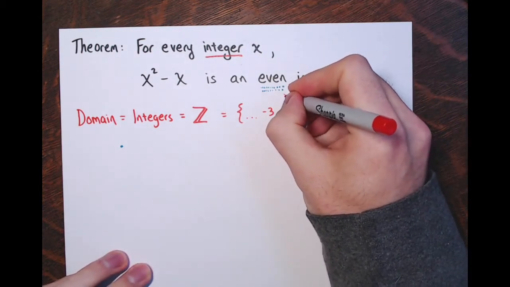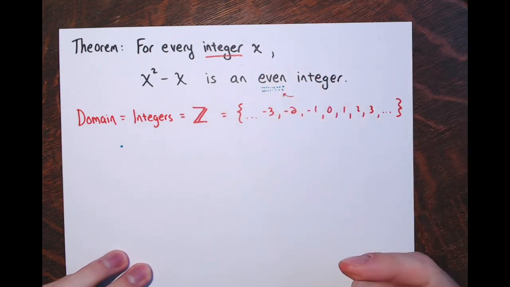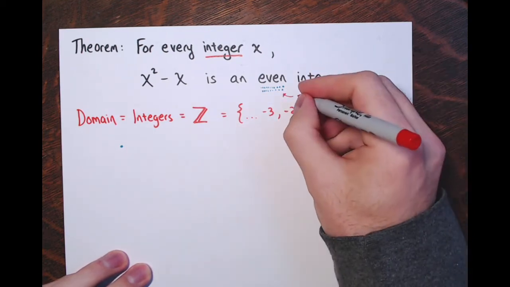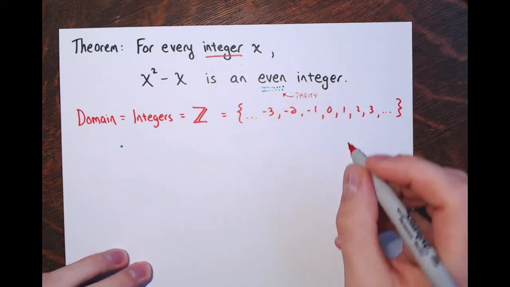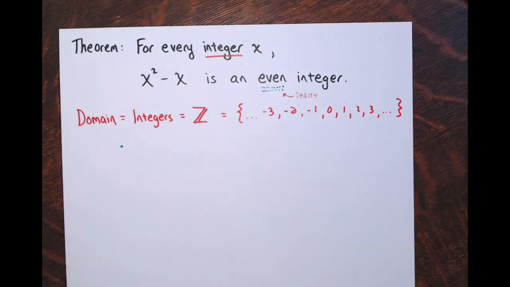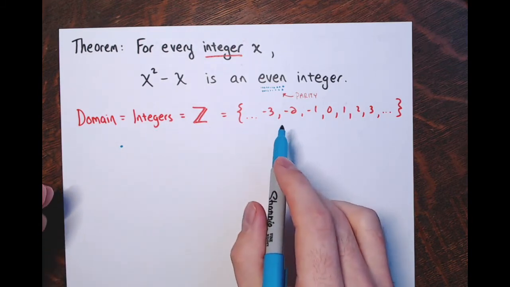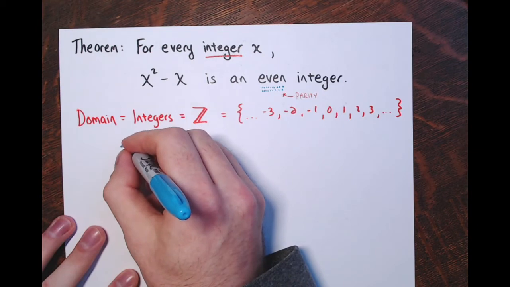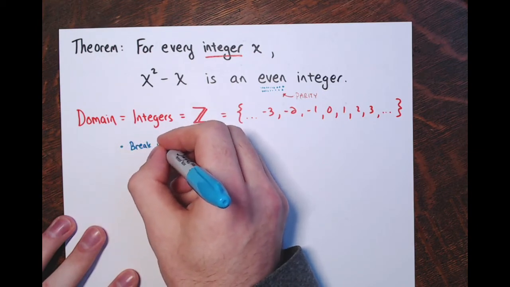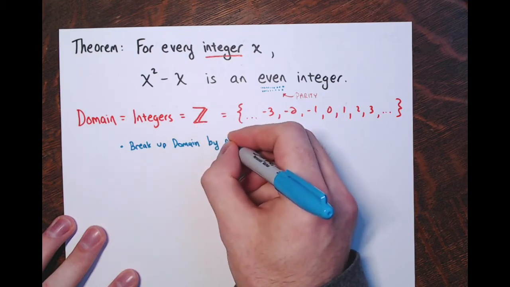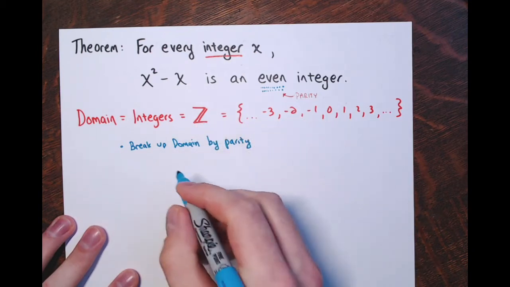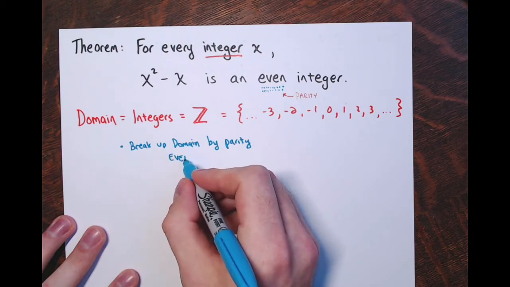So I look at what I'm trying to show, and you should always keep in mind what you're trying to show when writing a proof. And what I'm trying to show involves the parity of an integer. So a natural way to break up the domain here is by parity. I will break up the integers by parity, meaning, the evens and the odds.